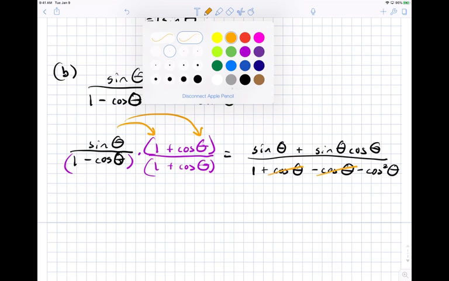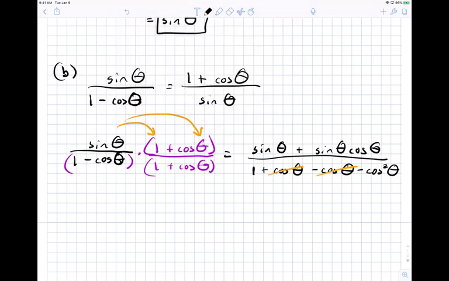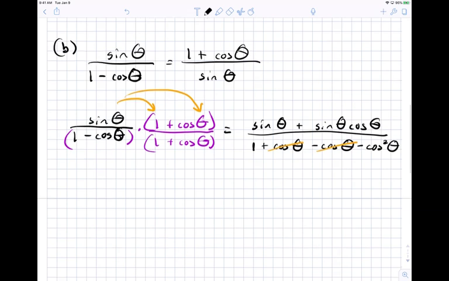So if we keep going, okay, yeah, we're definitely going to have to factor that top. Let's put the top back to what it was. So if we go here, the top was sine theta times 1 plus cosine theta. I just undid that one. Now on the bottom we have 1 minus cosine squared theta. What's 1 minus cosine squared?